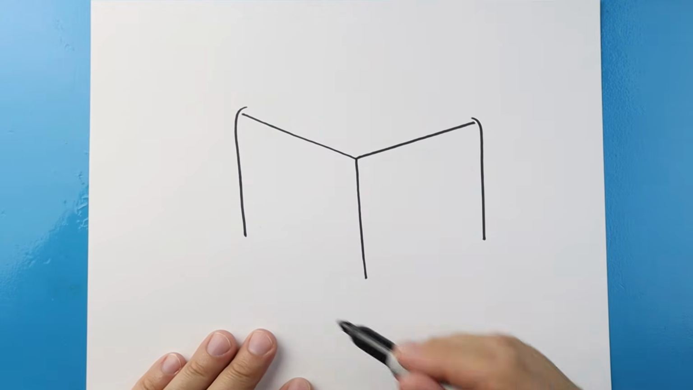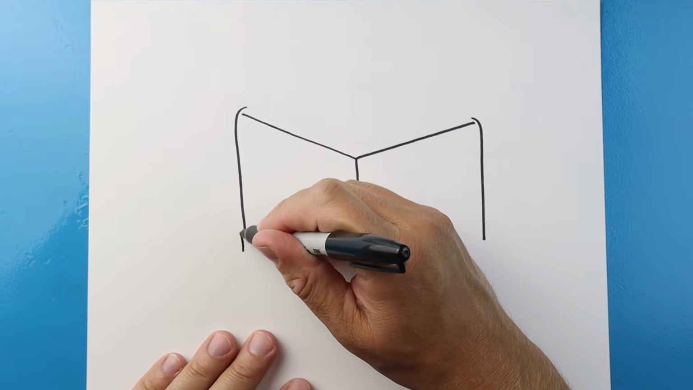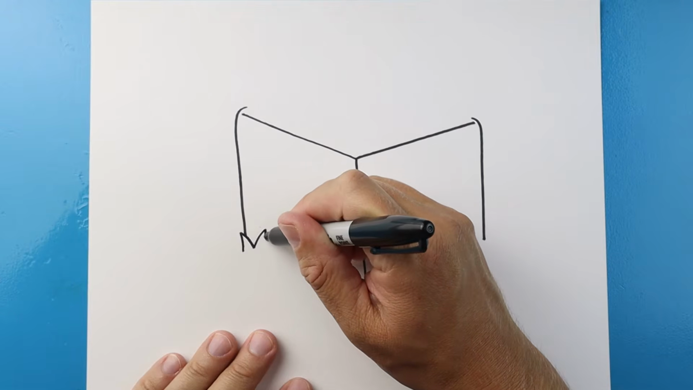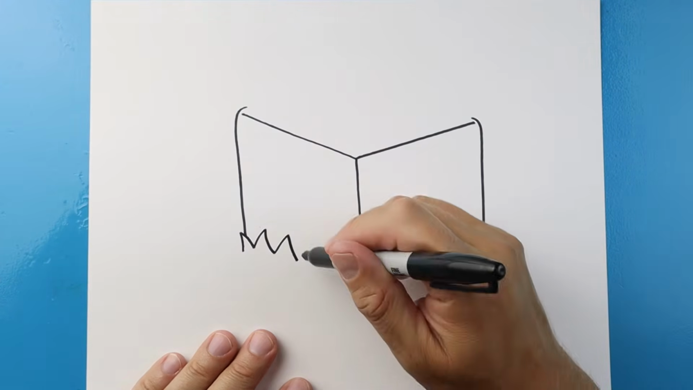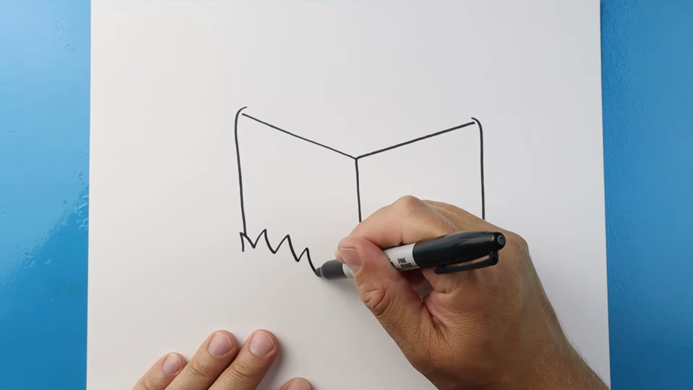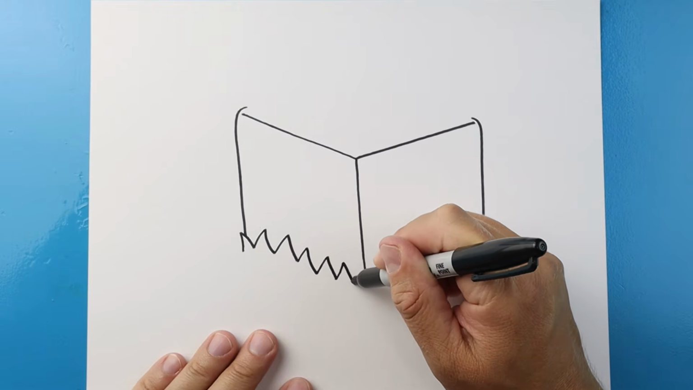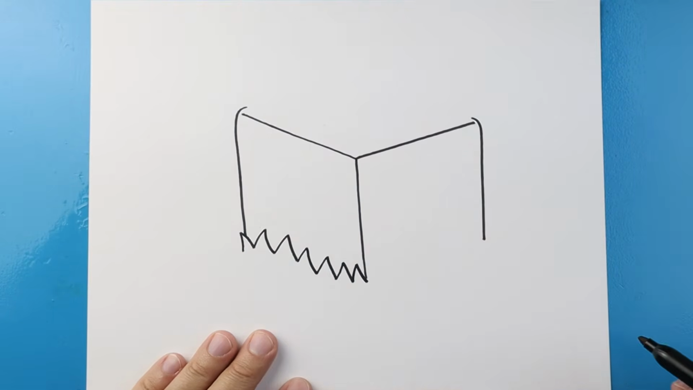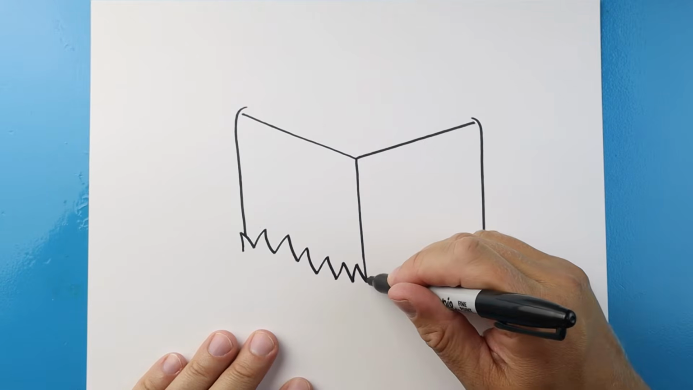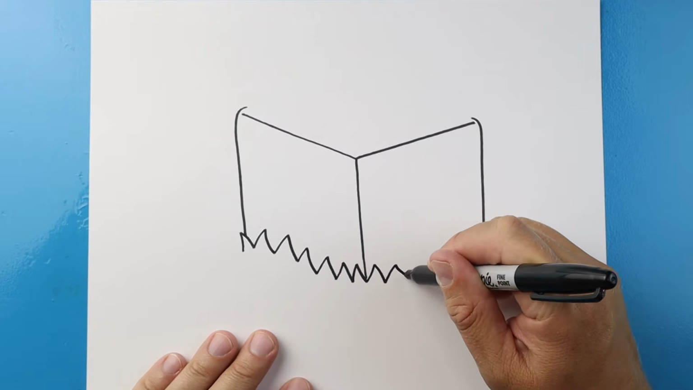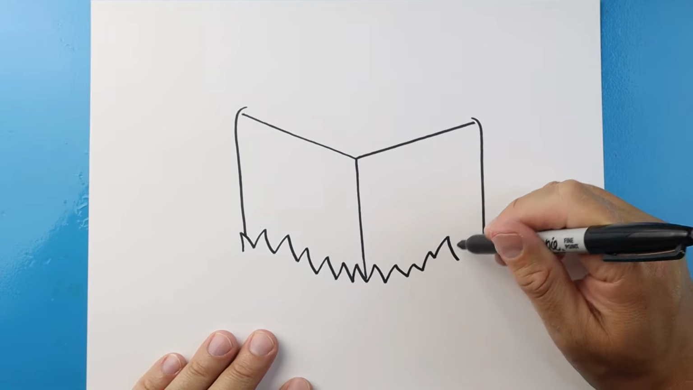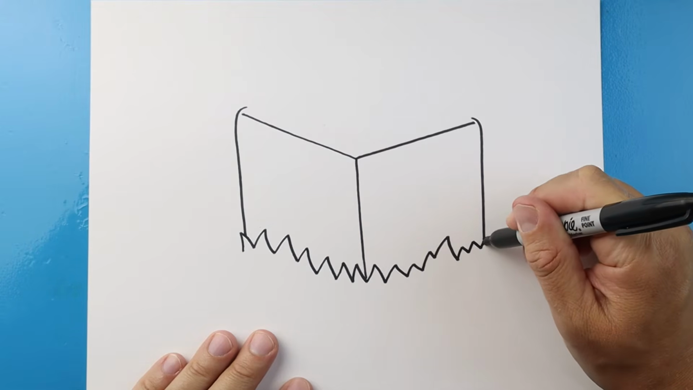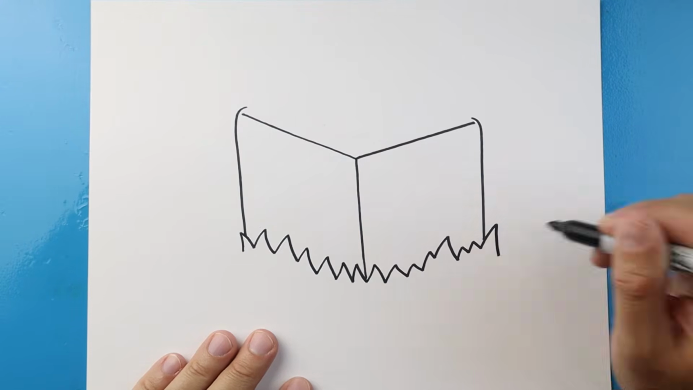Now let's make that little texture down here. So let's make some kind of pointed, wavy little lines. So we'll make a few here. Then we're just going to kind of continue these down to here. Then we're just going to make some more here. And then we're just going to make some right here.